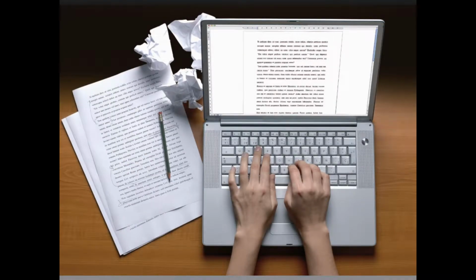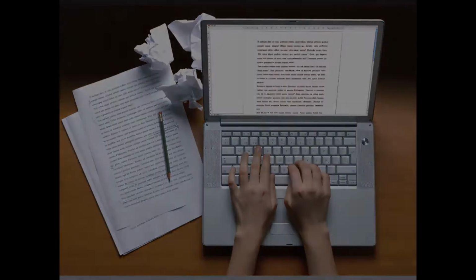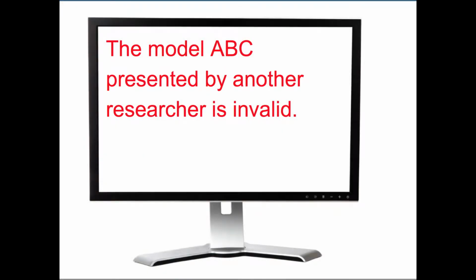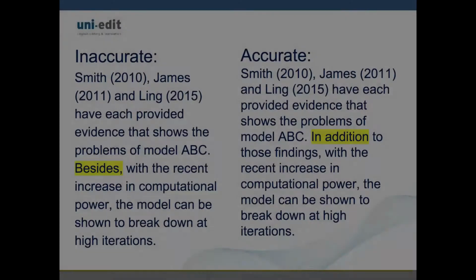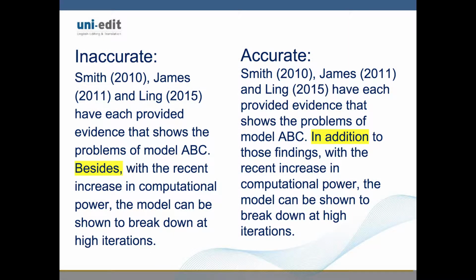Consider this situation. You are writing a journal paper and need to convince readers that the model ABC presented by another researcher is invalid. Common inaccurate use of besides in academic writing: Smith 2010, James 2011, and Ling 2015 have each provided evidence that shows the problems of model ABC. Besides, with the recent increase in computational power, the model can be shown to break down at high iterations.